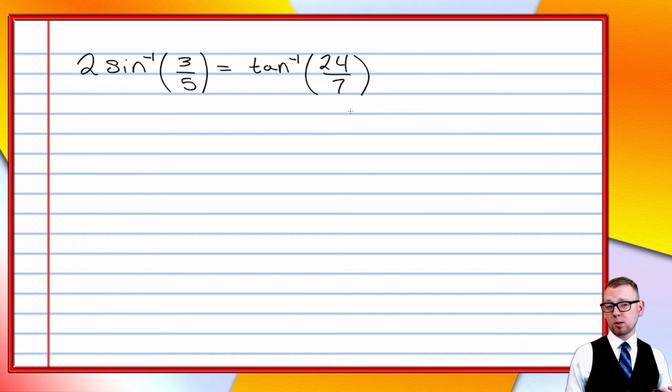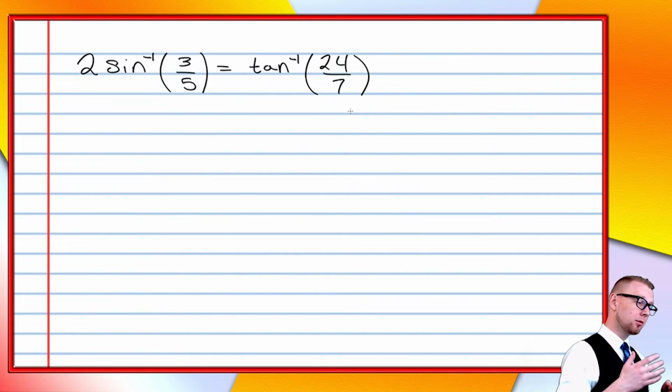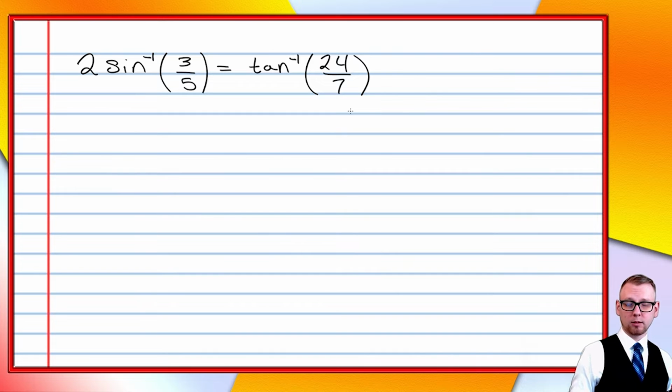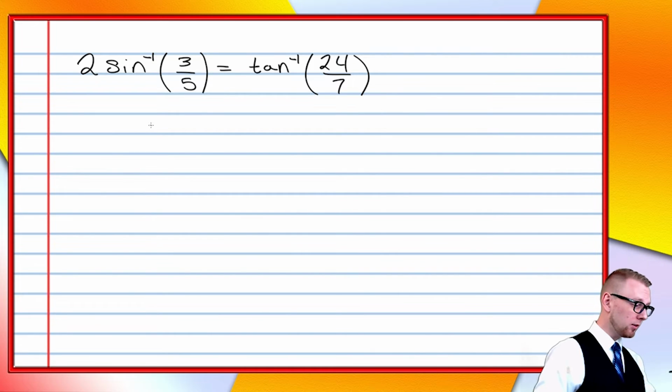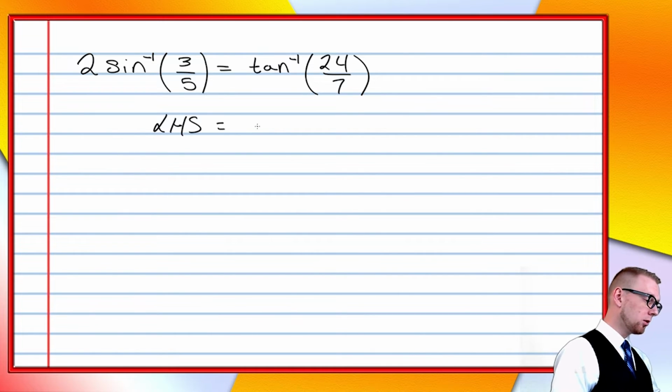Okay, this is our first problem we're going to work through. We need to show that 2 sine inverse of 3 over 5 is equal to tan inverse of 24 over 7. So we're going to show that the left-hand side is equal to the right-hand side.